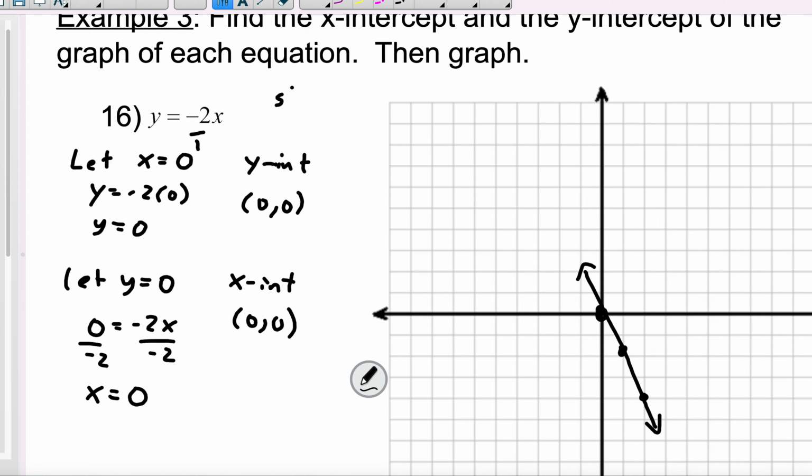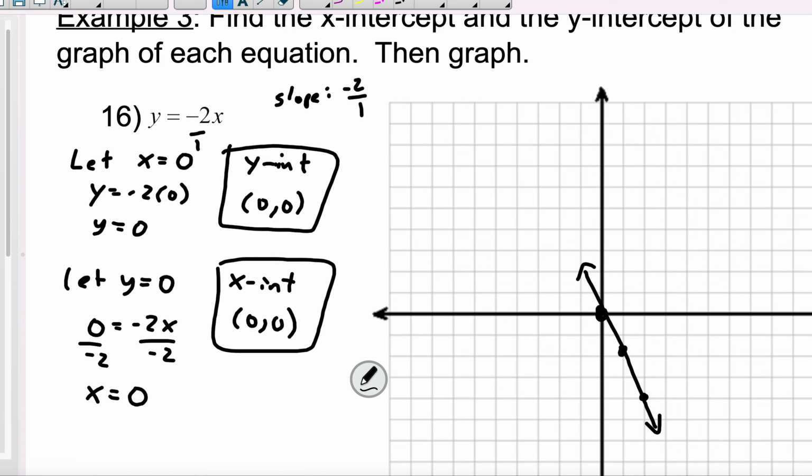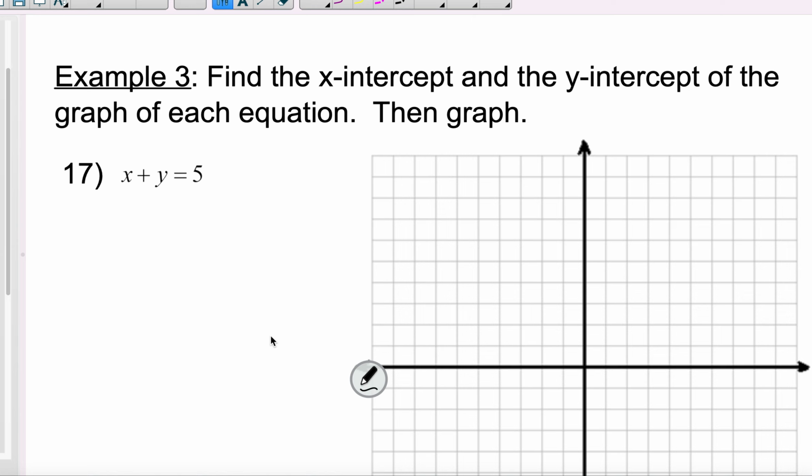So my slope here is negative 2 over 1. So I could find another ordered pair by doing that because the x and the y-intercept end up being the same value. But they wanted us to find the x-intercept and the y-intercept, and it ended up being 0, 0, so that's both of those. Both the x-intercept and the y-intercept are the same, and they're the same point.